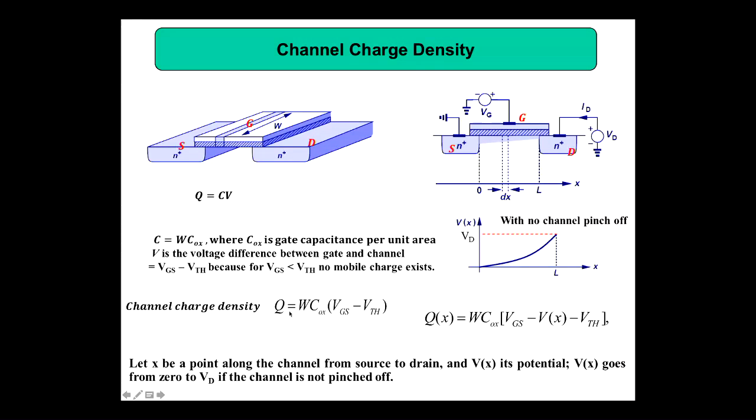Now let X be a point along the channel from source to drain, and VX is the potential. VX goes from 0 to VD. VX is a voltage that varies from 0 to VD. We have to take that VX into account, and only then will you get that slope in the channel charge density. And we are not calculating for channel pinch off. Our assumption is that there is no pinch off.